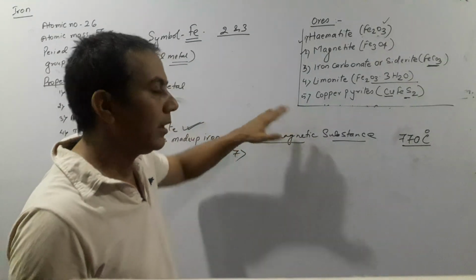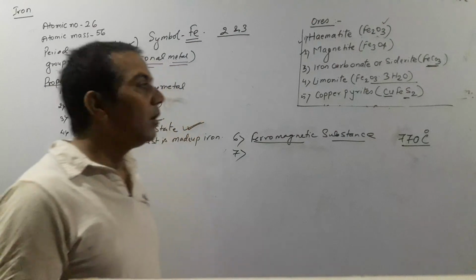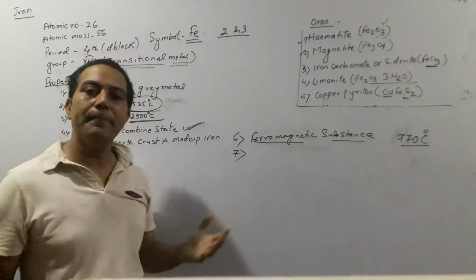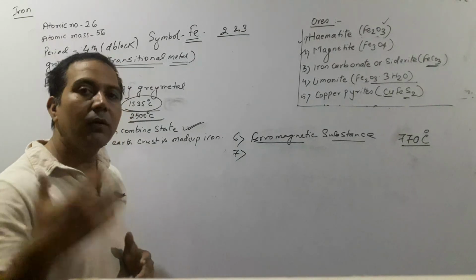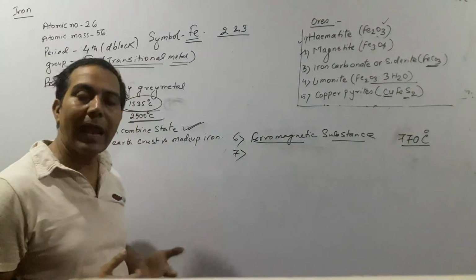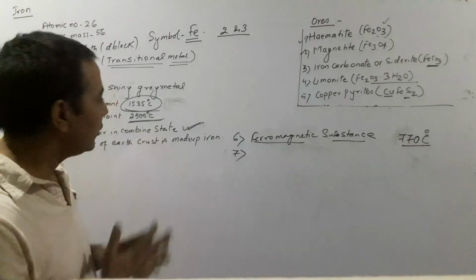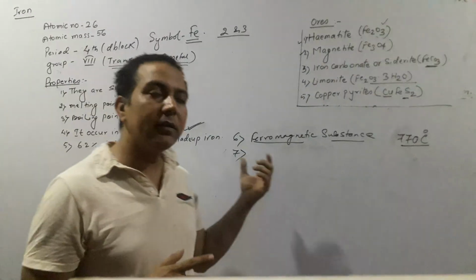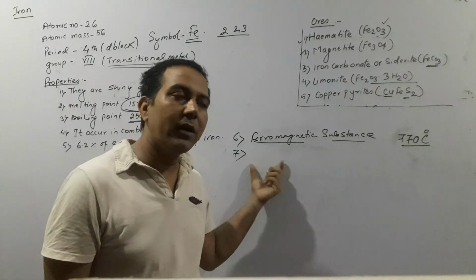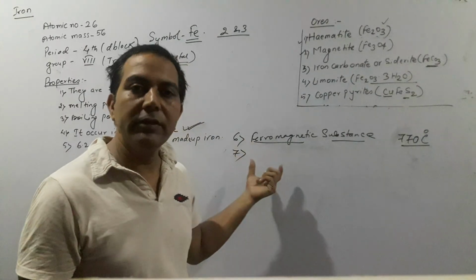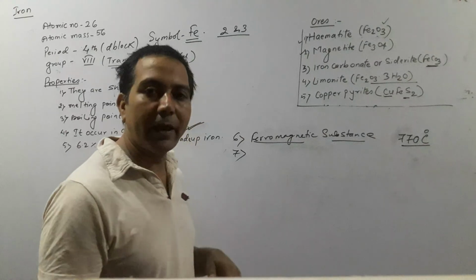In the exam, a question may be asked, for example, whether copper pyrite is an ore of copper, sulfur, iron or aluminium. In this way you should know it. And another property, being a ferromagnetic substance, is one of the different properties of iron. You should remember that one also.